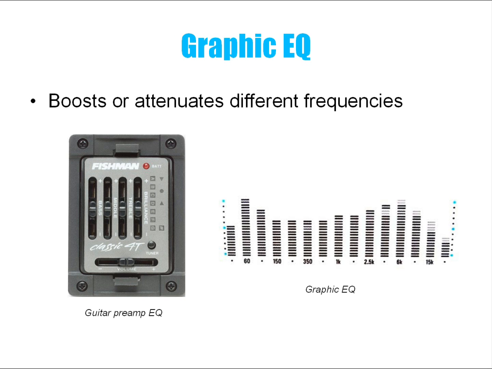Boosting the high frequencies will give the sound a brighter shimmering quality, while boosting the lower frequencies will give the sound a fuller bass end. However, it's important not to overdo it, as boosting the high ends too much will make the sound shrill, while boosting the low ends too much will make the sound muddy.